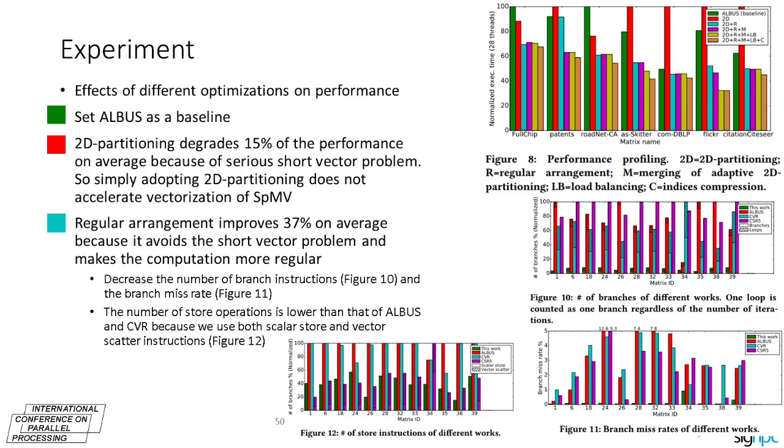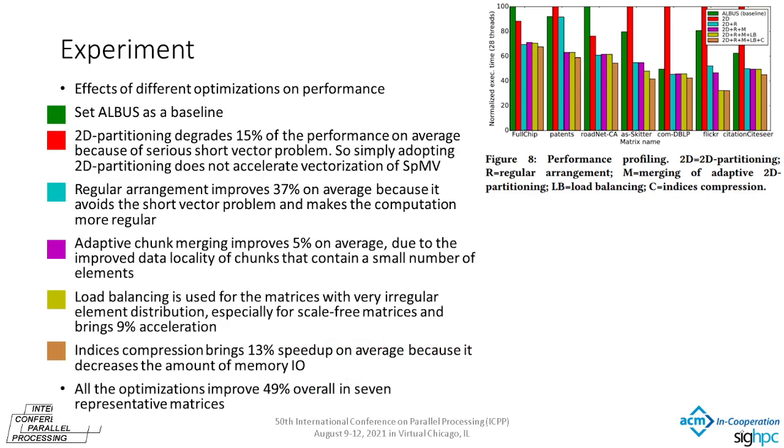In detail, it decreases the number of branch instructions and the branch miss rate. Besides, the number of store operations is lower than that of LBus and CVR because we use both scalar store and vector scatter instructions. Adaptive chunk merging improves performance by 5% on average, and load balancing brings 9% acceleration. Indices compression brings a 13% speedup on average. As a whole, all the optimizations improve performance by 49% overall on 7 representative matrices.